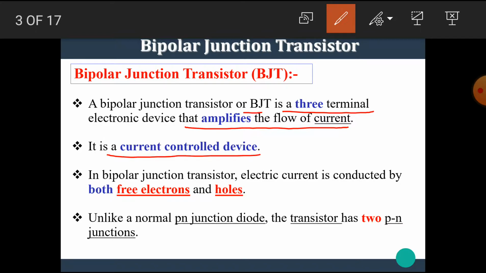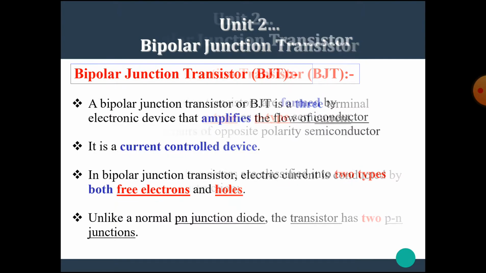In bipolar junction transistor, electric current is conducted by both free electrons and holes. That means, in short, we can say that a BJT is an electronic device which has three terminals and it is a current control device. In BJT, the current flows by electrons as well as by holes. Unlike a normal PN junction diode, the transistor has two PN junctions. That means the BJT has two PN junctions.